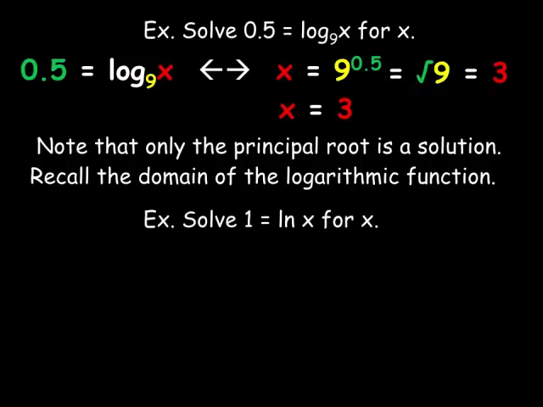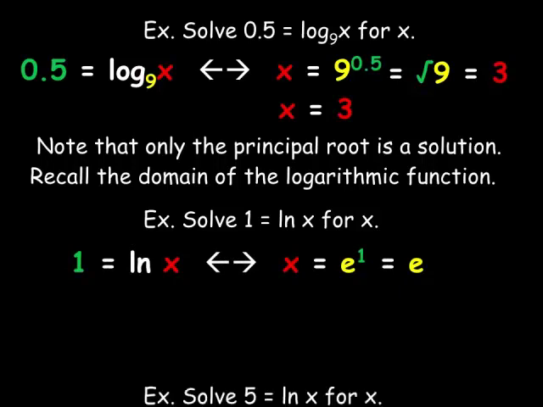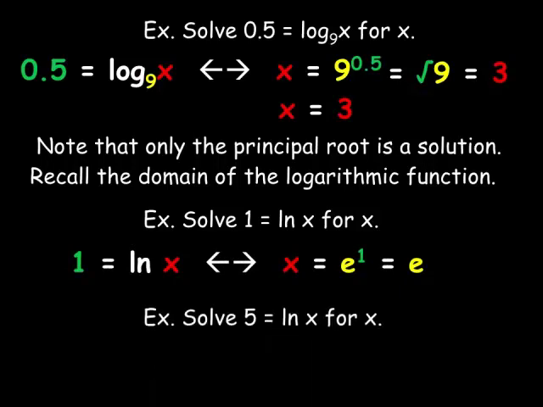Example, solve 1 equals the natural log of x for x. The base of the natural log is e, so x equals e to the first power, or e. Example, solve 5 equals the natural log of x for x. Inverting the equation, we get x equals e to the 5th power, the solution.